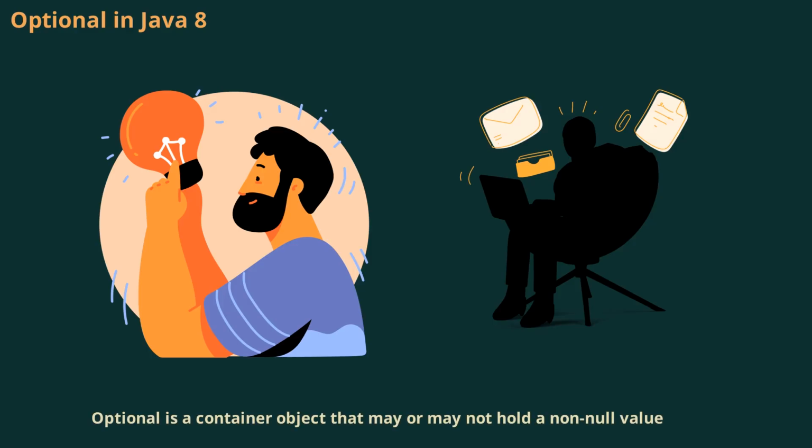Optional is a container object that may or may not hold a non-null value. It's designed to avoid NullPointerException and make null handling explicit. Use methods like filter, map, and orElse to work with optional values safely.